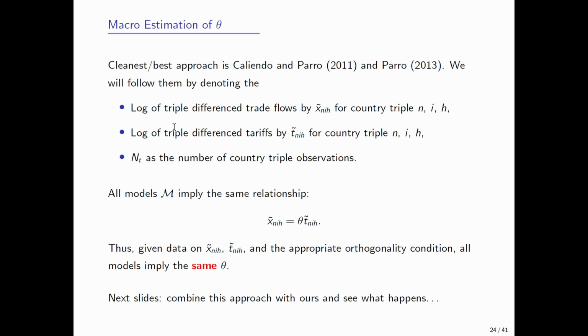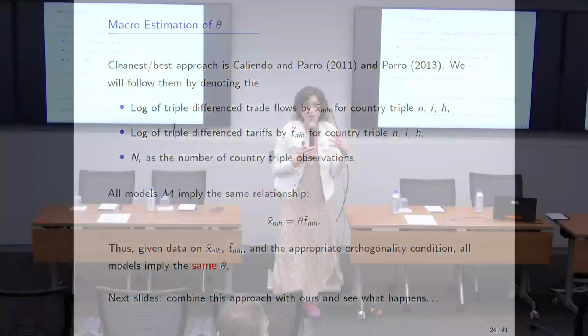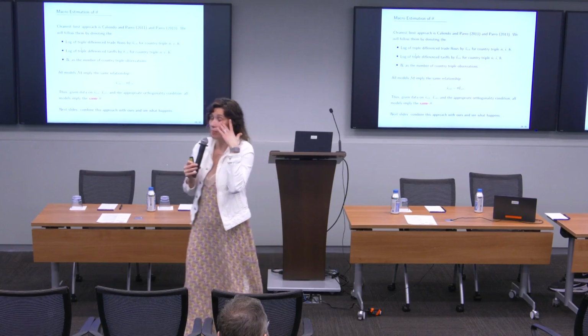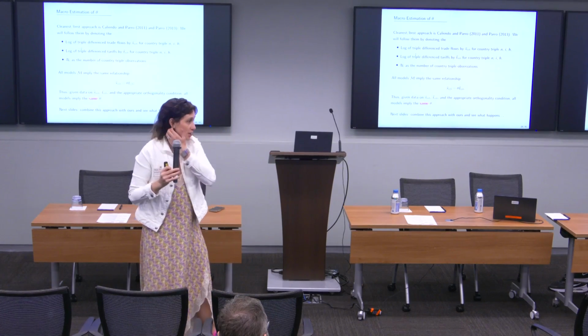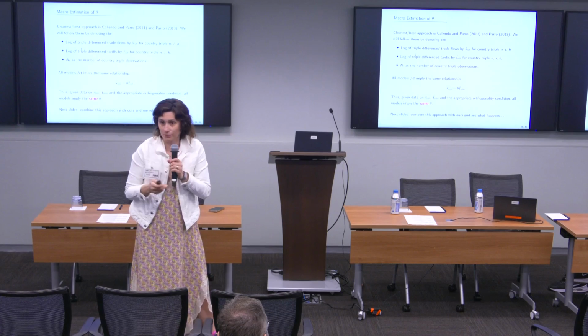So a preview of how Caliendo and Parro do things. They're basically looking at the log of triple difference trade flows for each triple of countries and industries, and the log of triple difference tariffs for those same countries. And then what they basically do is an OLS regression of triple difference trade flows on the triple difference tariffs. Crucially, the elasticity that comes out of this estimation is the same across models because you're not relying on data or on any moments on prices for these models. You're simply using the gravity equation of trade, which, as I said earlier, all three models predict.